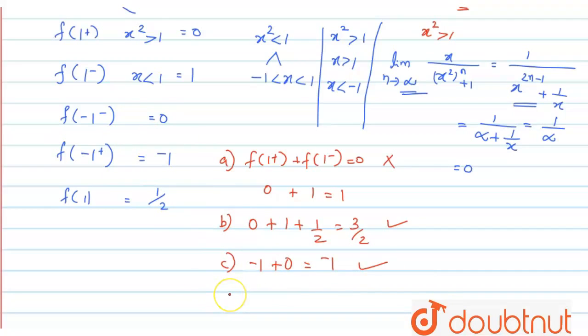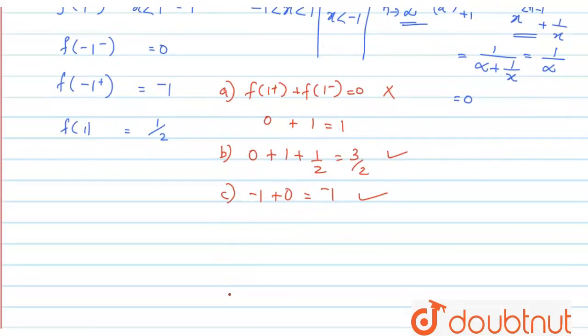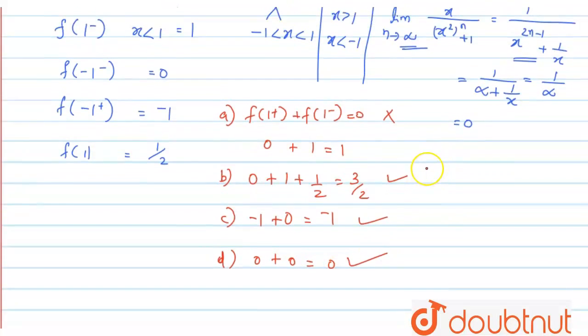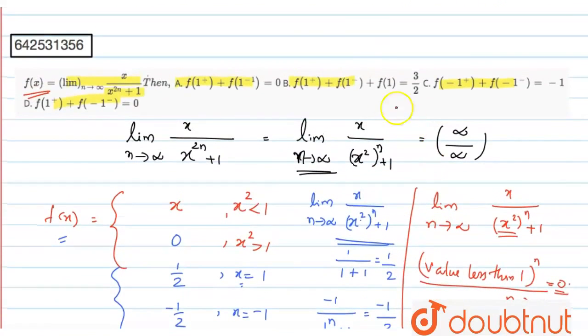For option D, option D says f of 1 plus f of minus 1 minus equal to 0. So f of 1 plus is 0, plus f of minus 1 minus is 0. That is equal to 0, so that is also true. So you can say that option B, option C and option D are correct.